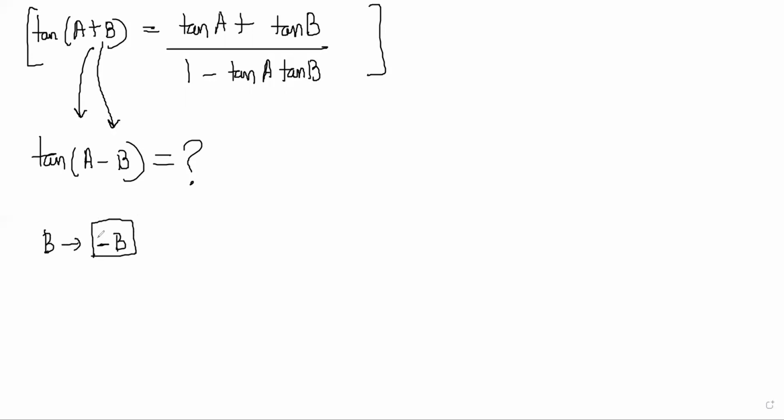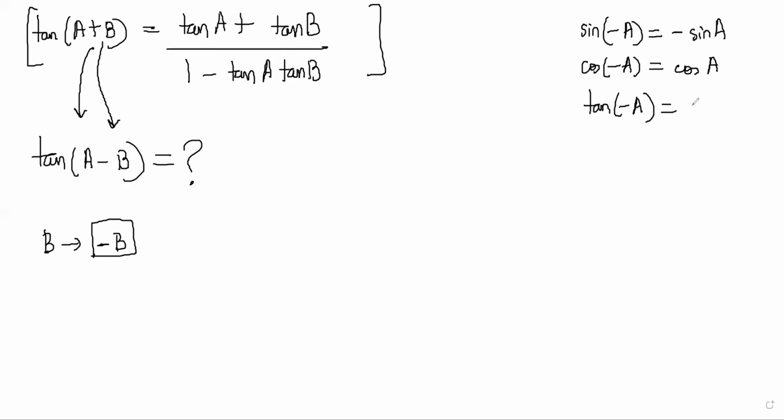You understand what I'm saying when I replace B with minus B? I'm just substituting in the B as tan of minus B. So think about it. If sin of minus A is minus sin A and cos of minus A is the same as cos A, then tan of minus A will be minus tan A, no? Because of this minus sign. So tan of minus A is minus tan A.